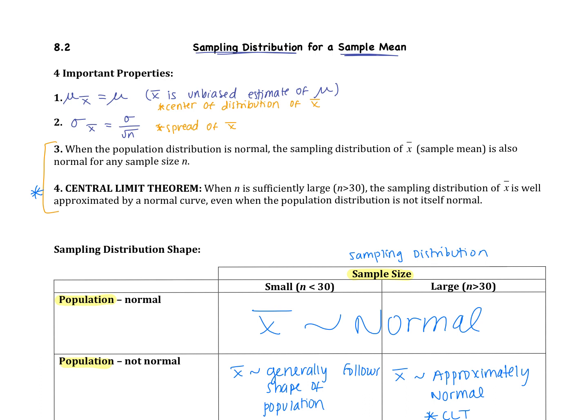And then what was very important is when the distribution of X bar is normal. If the population is normal, X bar will be normal. If the population is not normal, though, as long as you take samples that are bigger than 30, the sampling distribution, or the distribution of X bar, is going to be normal because of the central limit theorem.